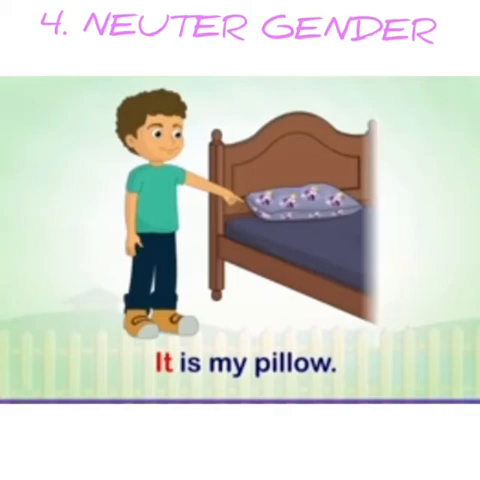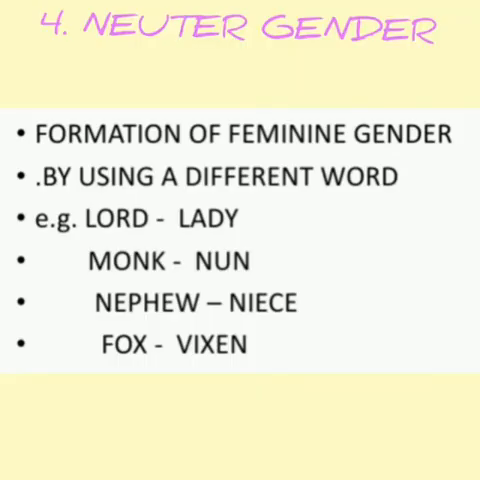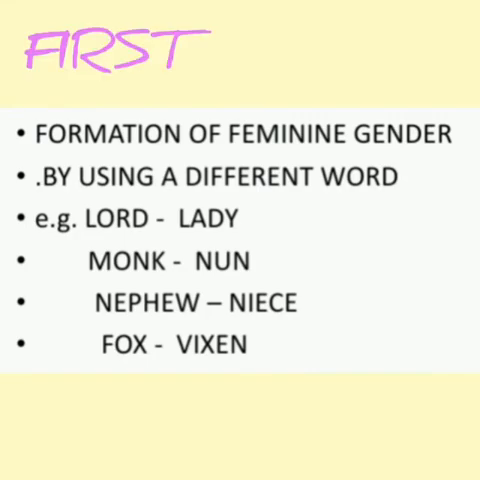Now, regarding the formation of feminine gender, there are 3 ways of forming the feminine gender of a noun. First, by using a different word. For example, lord, lady, monk, nun, nephew, niece, fox, vixen, and so on.